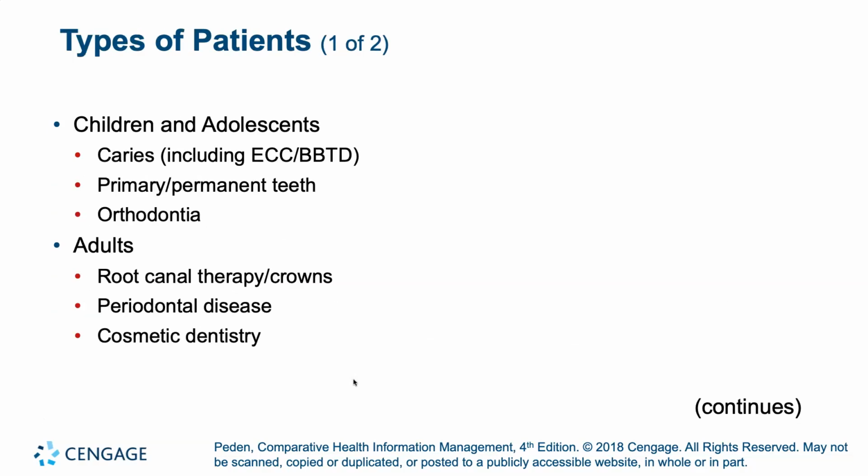Types of patients. Lots of children and adolescents as well as adults. With children and adolescents, they're focused on cavities or dental caries, their primary and permanent teeth, and orthodontia, i.e. braces. With adults, there's sometimes a focus on root canal therapy and crowns, periodontal disease, or cosmetic dentistry.